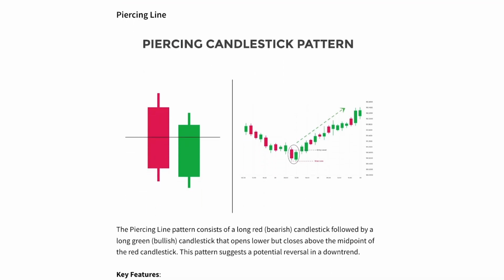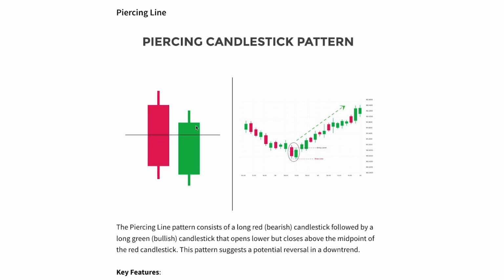Next, we have another popular one called the piercing line candlestick. So this consists of a long bearish, so red, candlestick, followed by a green candlestick that opens lower but closes above the midpoint of the red candlestick. So here we can see you've got a red candlestick, and then in the pre-market or after hours, it's gone down lower. So it opens lower, but it actually rises and the price is going to finish. So the close is here, and it's above the midpoint of the previous day's or previous time frame's red candlestick pattern. So this again suggests a potential reversal in a downtrend.